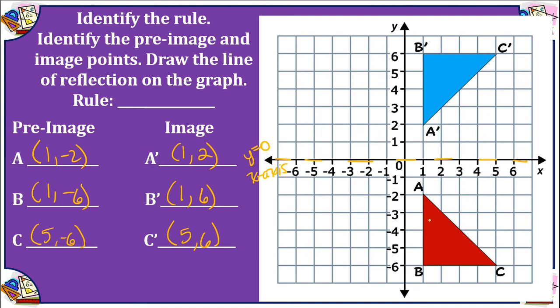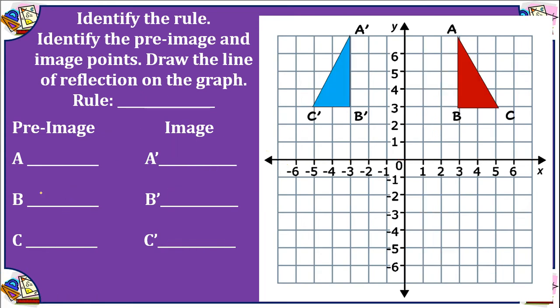So we can see that this was reflected across the x-axis or y equals 0, but what if we did not have the graph and we just had the pre-image coordinates and the image? We could see that the x's remain the same and the y coordinates change to their opposite. So that means it reflected across the x-axis, or our y equals 0. These are the same.